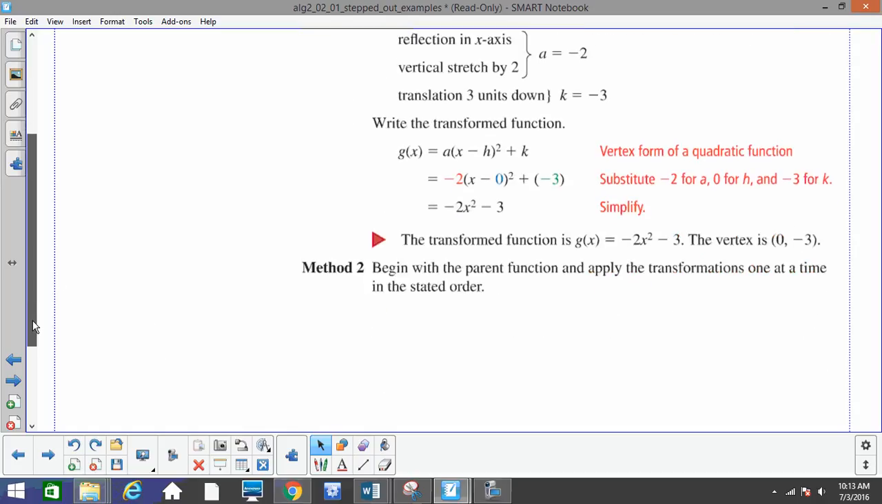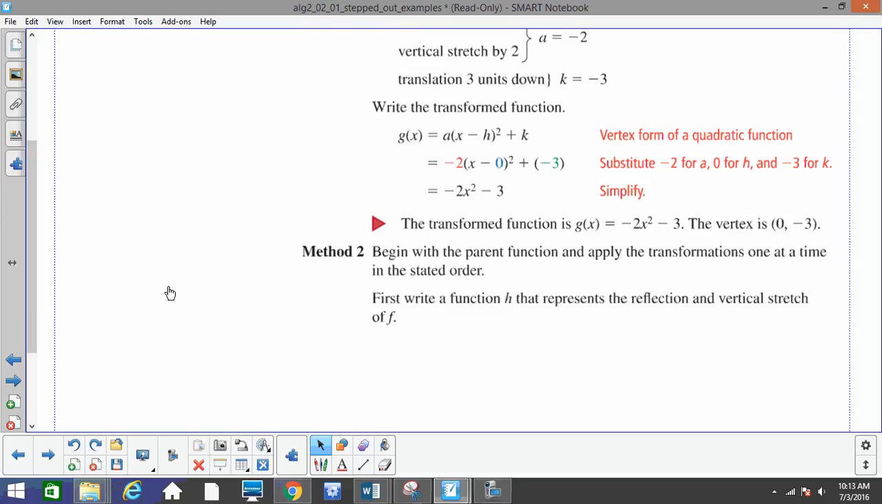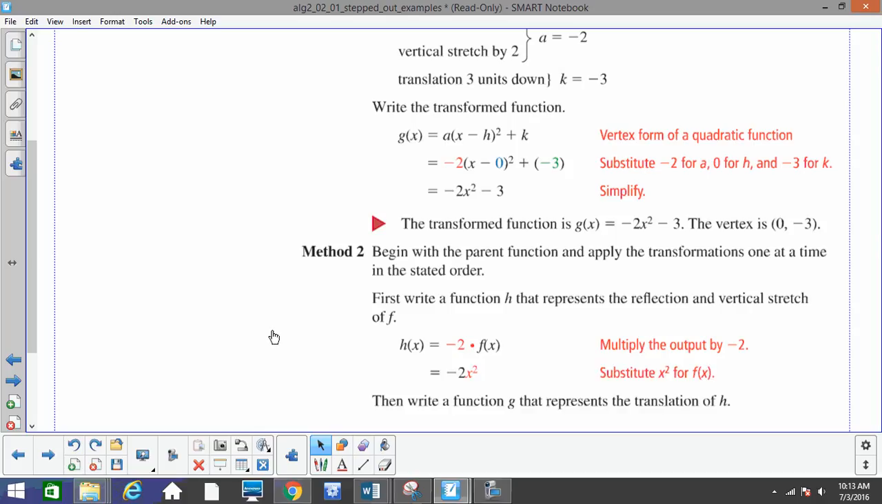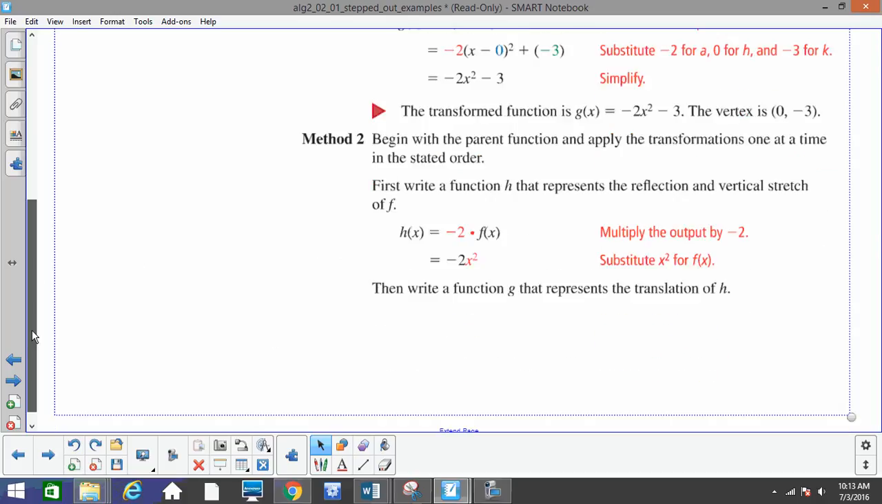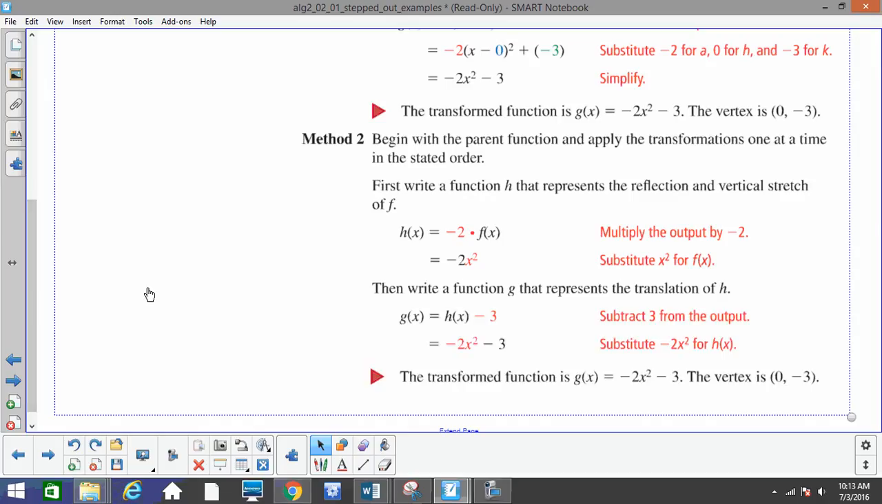Method 2. We're going to do those in the order that they're stated. We're going to write the function h multiplied by -2. And then we're going to have to subtract 3. And if you notice, we get the same answer either way.